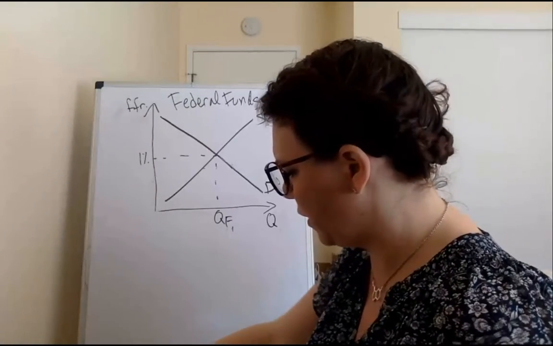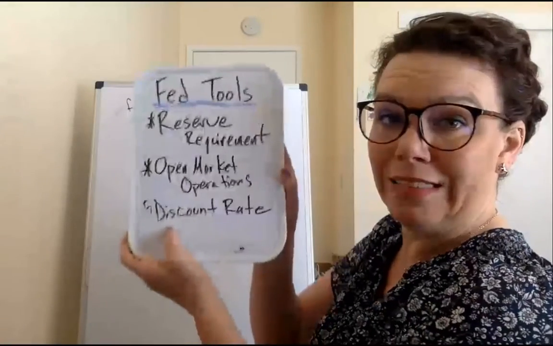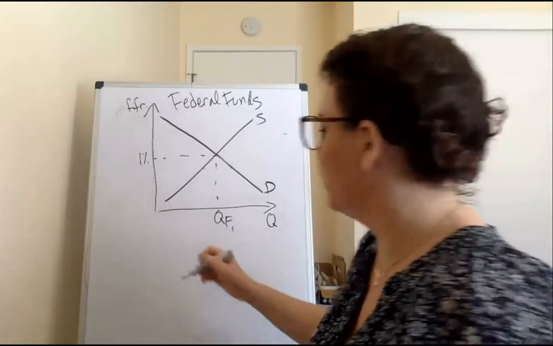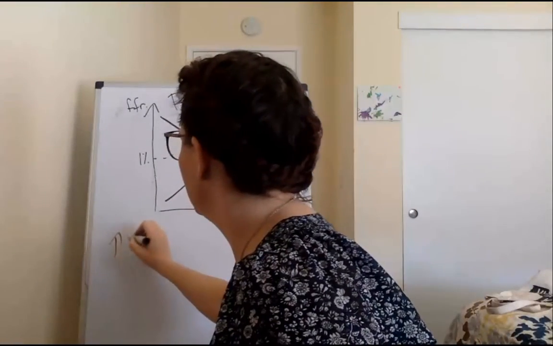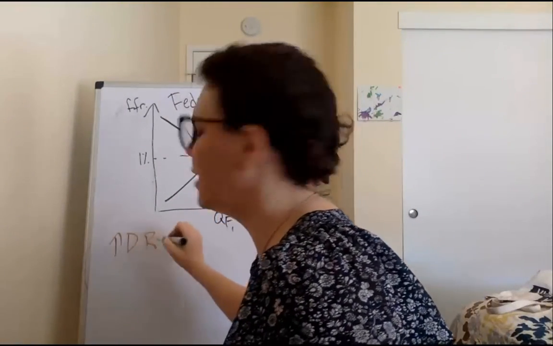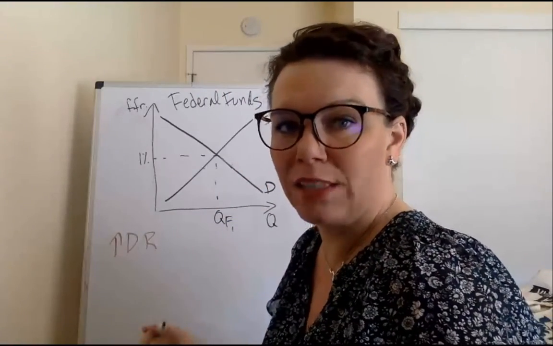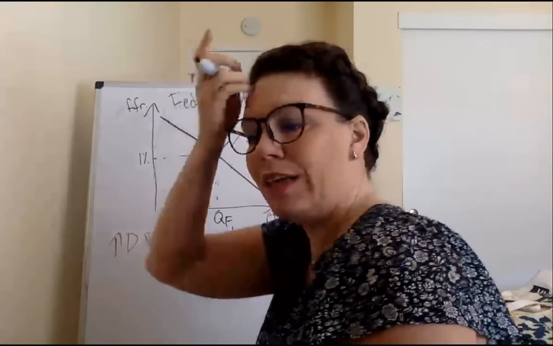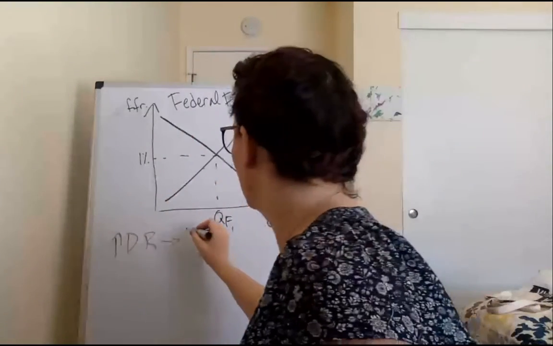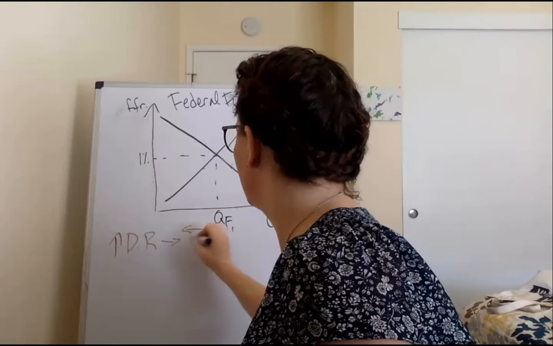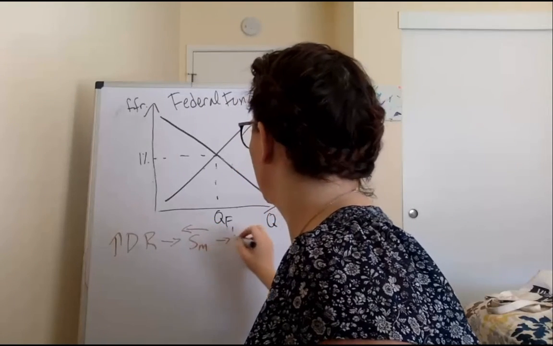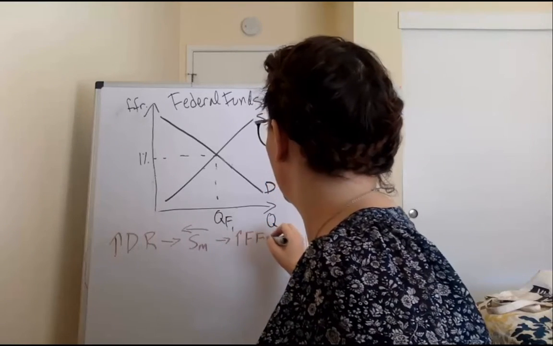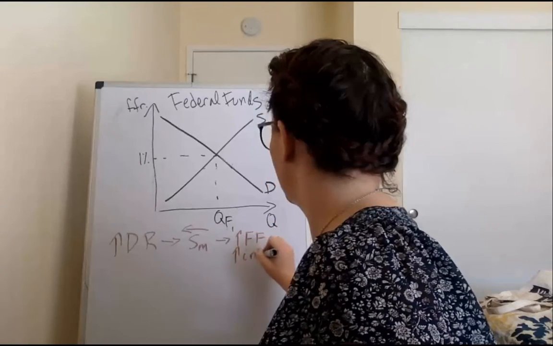So we could use the discount rate. The discount rate is that interest rate that the Federal Reserve charges banks. So if we increase the discount rate, that's going to make it more expensive for banks to borrow reserve money from the Fed, which means they're going to be less able to make loans. That's going to have the effect of shifting the supply of money in, which is going to have the desired effect of increasing the federal funds rate and increasing interest rates.